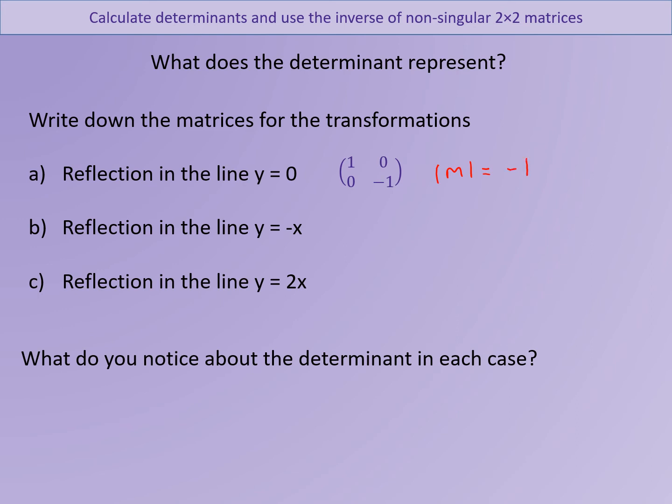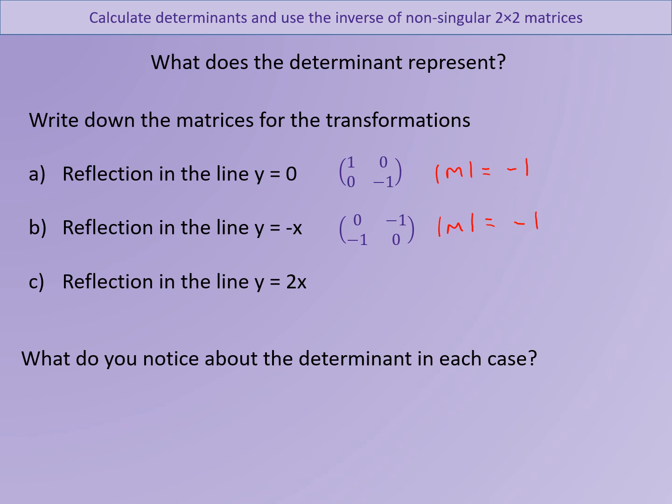For the second transformation, a reflection in the line y equals minus x, the transformation we get is 0, minus 1, minus 1, 0. Again, calculating that determinant, we get 0 times 0 and then minus negative 1 times negative 1. So that gives us negative 1 again.